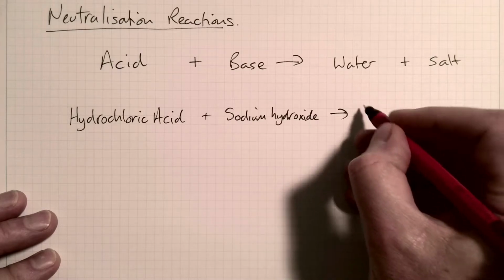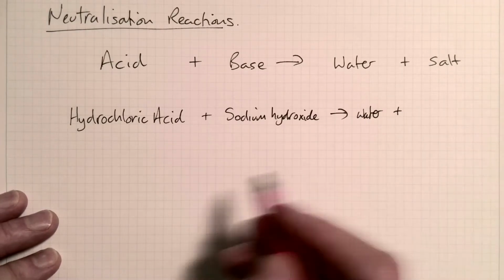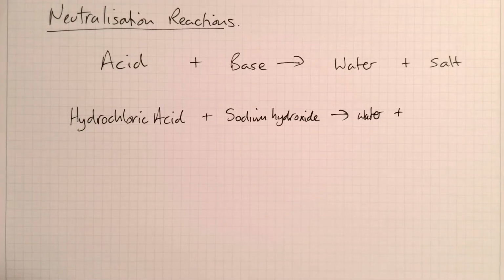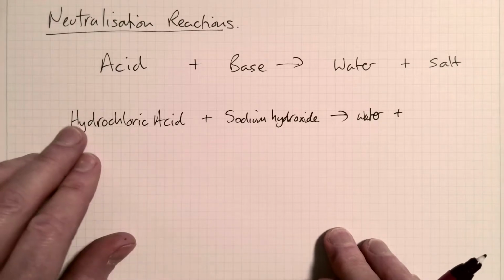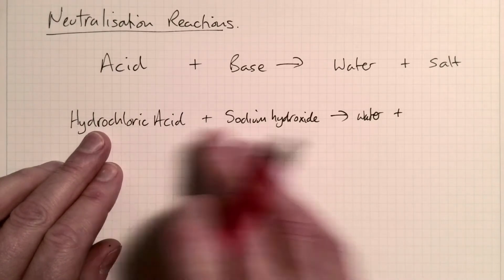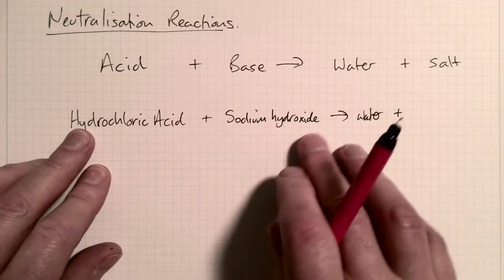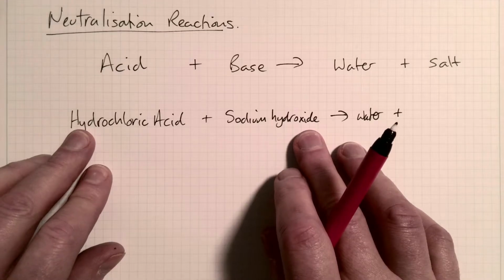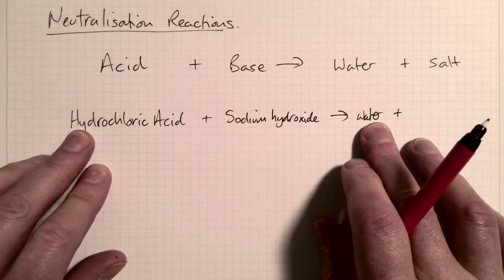And I will make water. And I'm going to make a salt. Now, where do I get the salt from? Well, the hydrogen, the hydro bit of the hydrochloric name here, for example, the hydrogen. We'll look at the formula in just a minute because it'll be clearer with the formulae. The hydrogen and the hydroxide go together to make the water. So that's nice and clear.